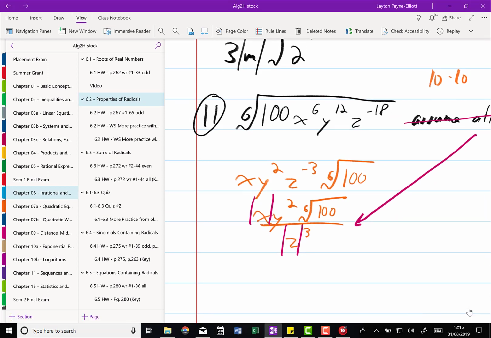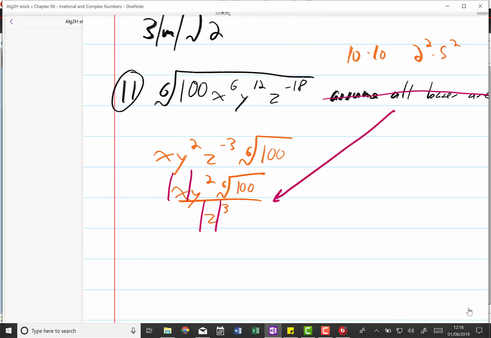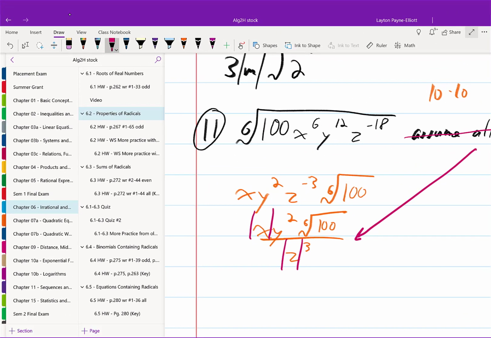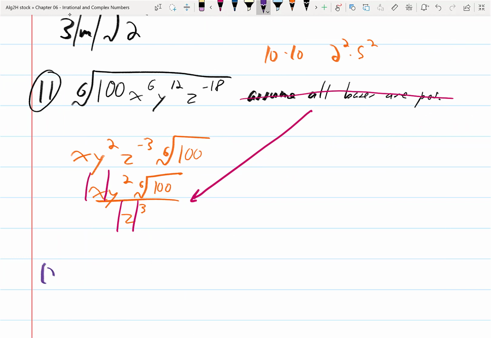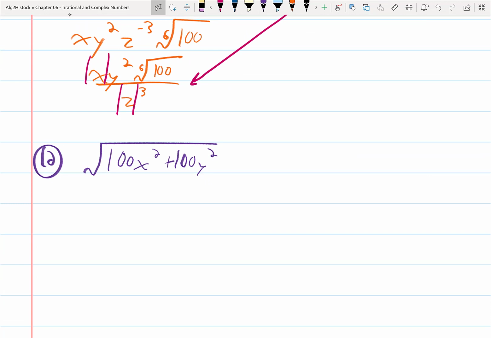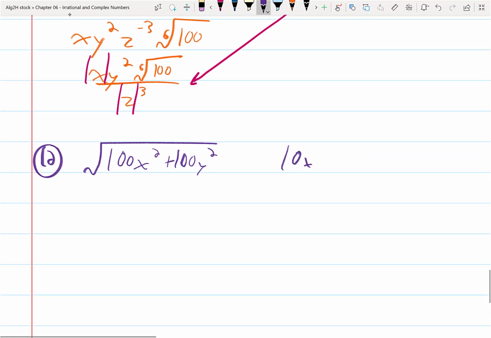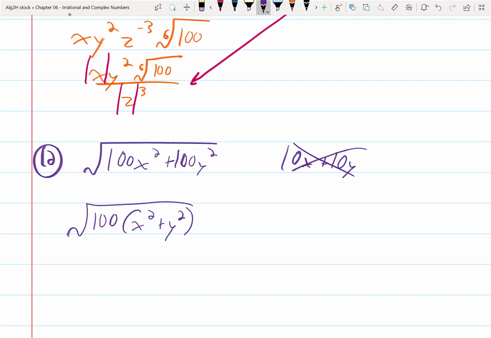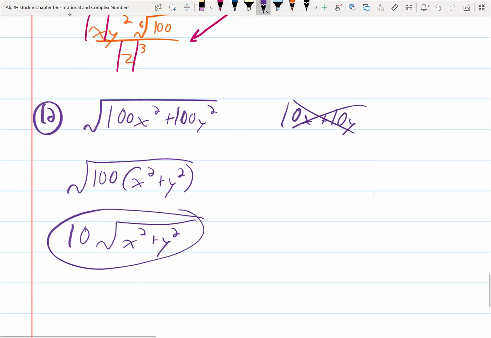Okay, and resume. Some other problem types that happen here include things like when I have a square root or any sort of root across pluses or minuses. So I have the square root of 100x squared plus 100y squared. That one is tricky. People are going to want to make it be 10x plus 10y, which is totally wrong. You can never distribute an exponent across addition and subtraction. What I can do is factor a 100 out and get x squared plus y squared, and the square root of 100 is 10, but that x squared plus y squared is going to stay inside.